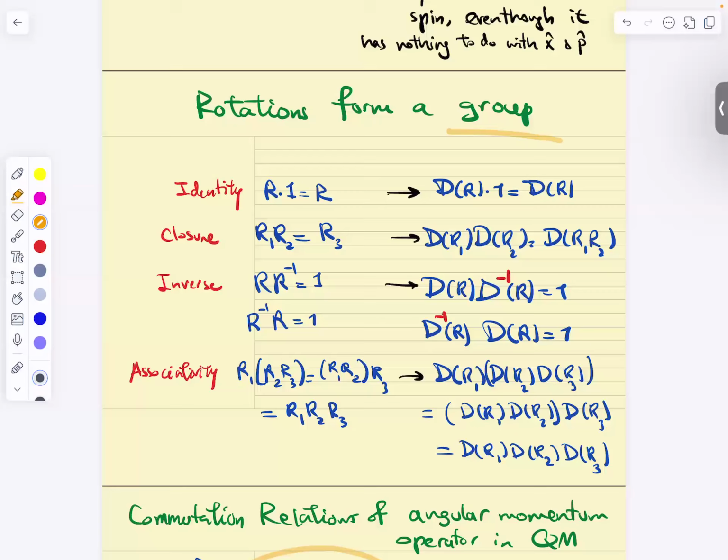For example, we're going to discuss this. If you're acting on a 2-dimensional qubit Hilbert space, D of R is going to be a 2 by 2 complex matrix, right? Good. So even though you never thought of it in this language, in classical physics, you're already using representations. Any physical theory is representation theory, but that's an abstract concept.